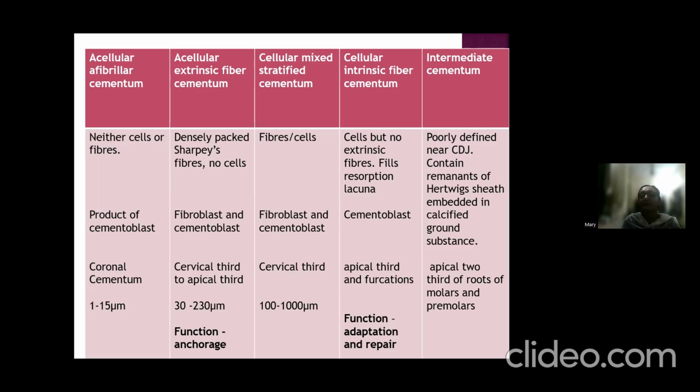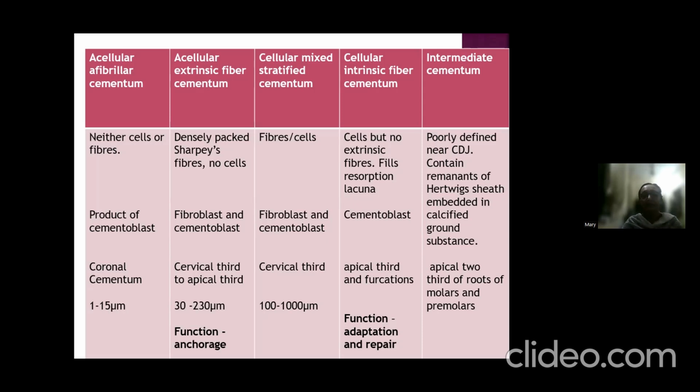Then we have the intermediate cementum. This is usually poorly defined in the cemento-dentinal junction. It contains remnants of Hertwig's sheath embedded in the calcified ground substance, and it occupies the apical two-thirds of the roots of mainly molars and premolars.